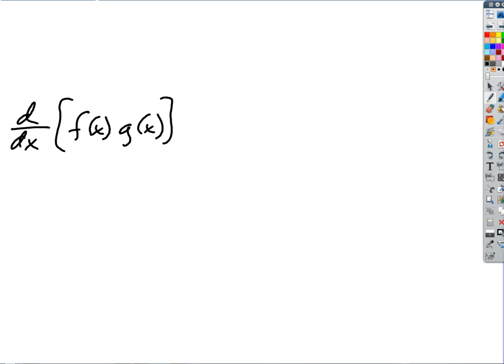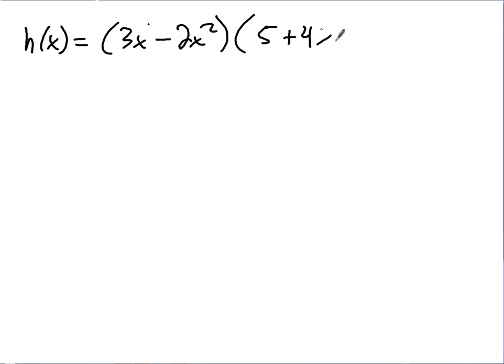Now, up till now, the only way we've been able to do that is if I could expand out two polynomials and then differentiate term by term. But that doesn't always work. There are some cases where I couldn't do that. What if I had something like, that would work in this case, in theory. It would work in this case if I had something like h of x equals 3x minus 2x squared times 5 plus 4x, right?